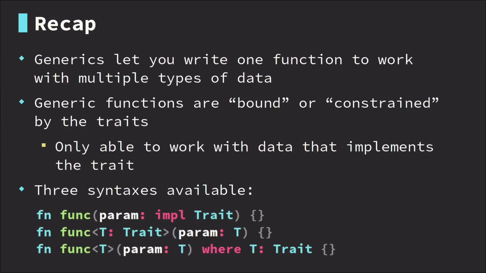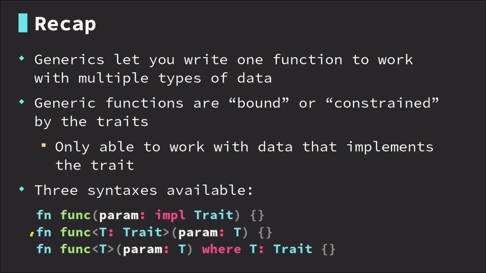To recap, generics let you write one function to work with multiple types of data. Generic functions are bound or constrained by the traits indicated in the generic definition section of the function. When you use generic functions, the function is only able to operate on data that implements the traits specified in the generic definition section. There are three syntaxes available to create generic functions. The first is impl trait. So this parameter can take any type that implements some trait.